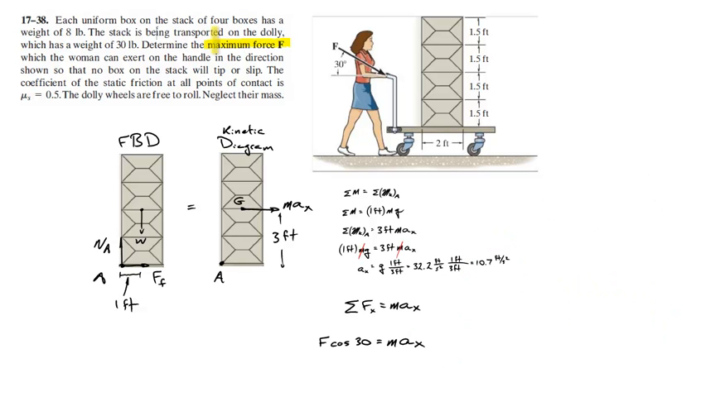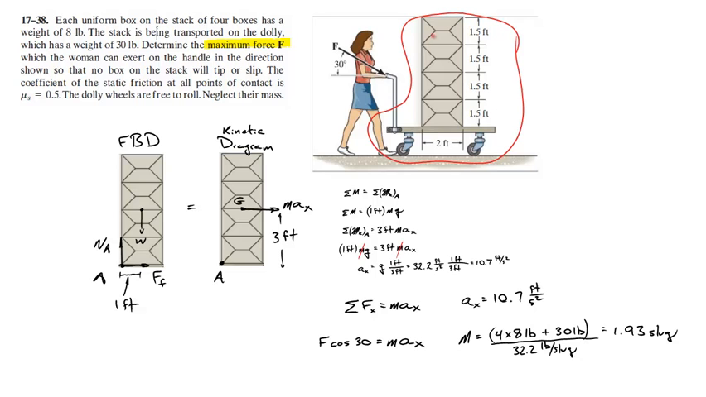To wrap things up, we'll determine the maximum force. It's acting at a 30-degree angle. So for the sum of forces, I'm doing a force balance around the boxes and the cart together. We'll have to figure out the mass of the boxes and the mass of the cart. But we know the maximum acceleration they could have is 10.7 feet per second squared. So the sum of forces equals max, where ax is a maximum of 10.7 feet per second squared.